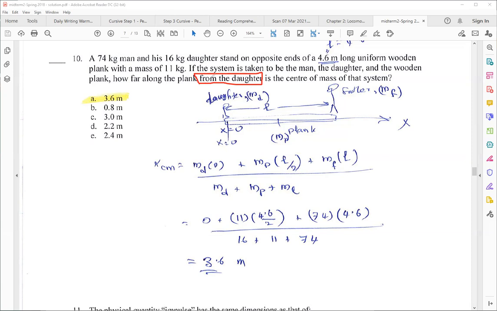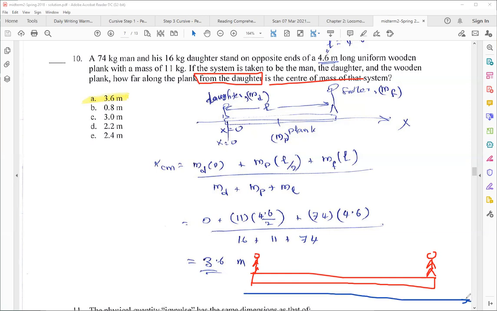So how far along the plank from the daughter is the center of mass? I want to calculate the position of the center of mass relative to the daughter. So the schematic is like this. This is the plank. Let's say this is the daughter here, and this is the father on the opposite end, all right? And we're taking the x-axis as this horizontal axis. This is the x-axis. The origin is here.